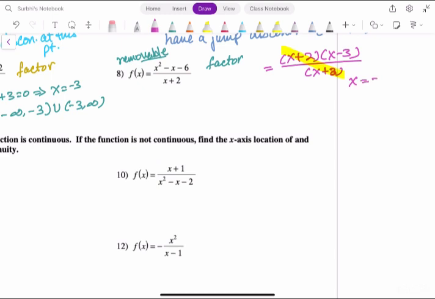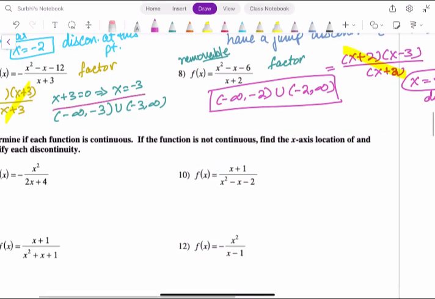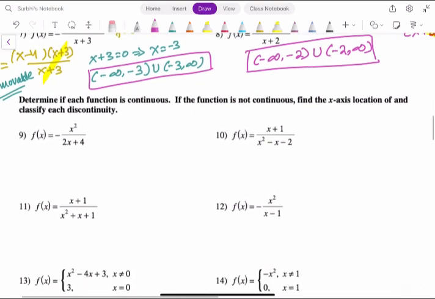So there will be a hole at x is equal to negative 2, or this function has removable discontinuity at x is equal to negative 2. And this is my interval notation, nice and lovely. I hope it is making sense. Let's try number 9. And please don't forget to box your answers.